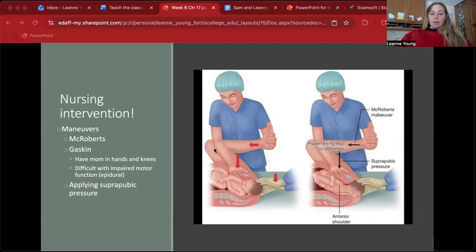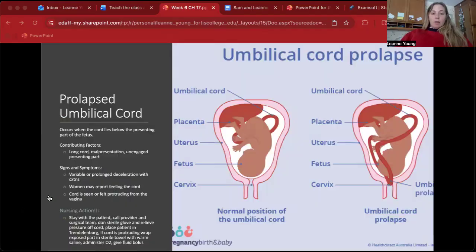All right, let's move on here to our umbilical cord prolapse. So, a prolapsed umbilical cord. We talked about this briefly last week whenever we talked about polyhydramnios, okay? This occurs whenever the cord lies below the presenting part of the fetus and is birthed through the vaginal canal before the fetal head, okay?